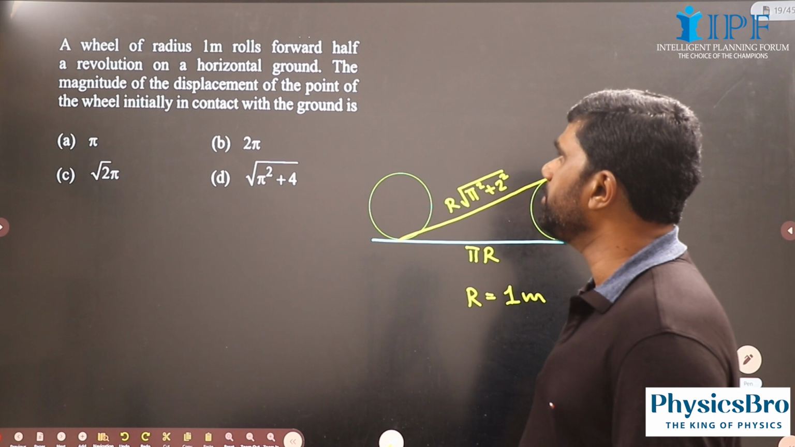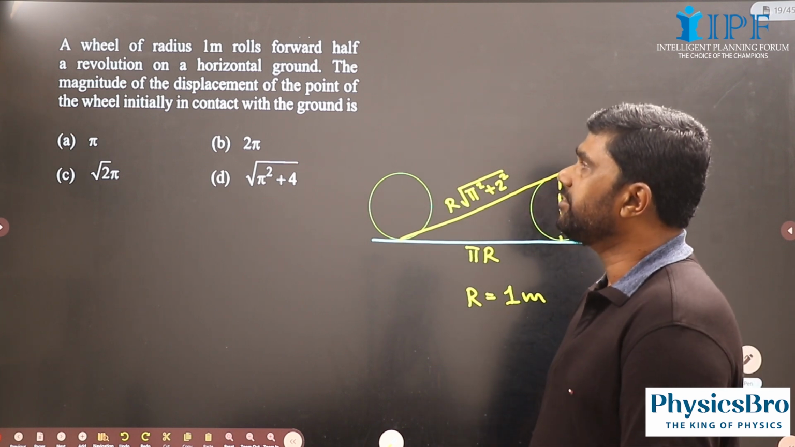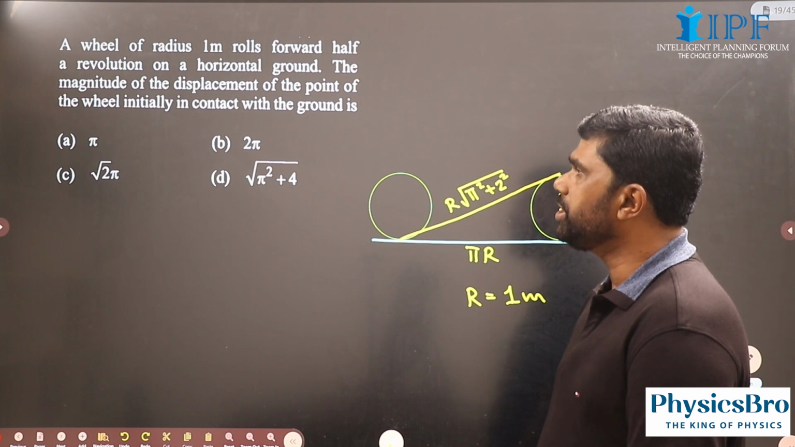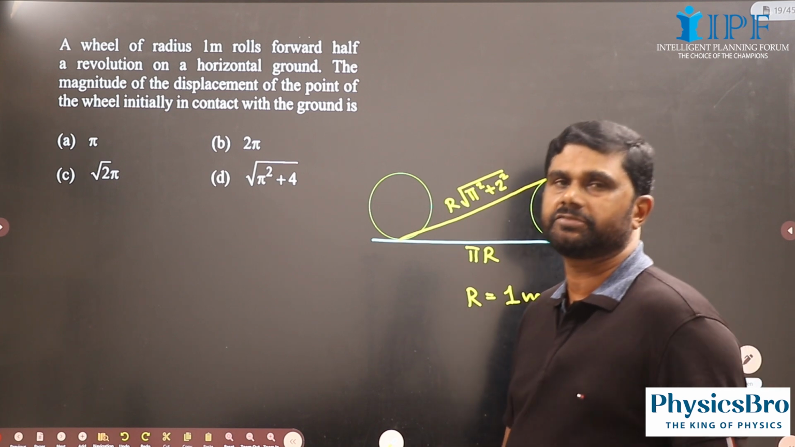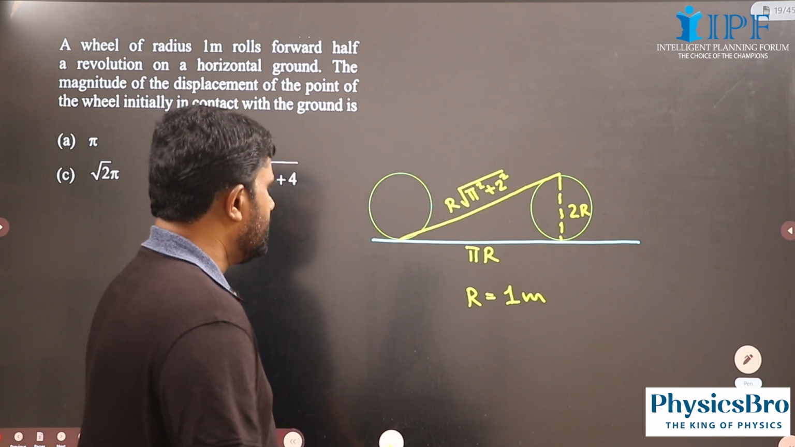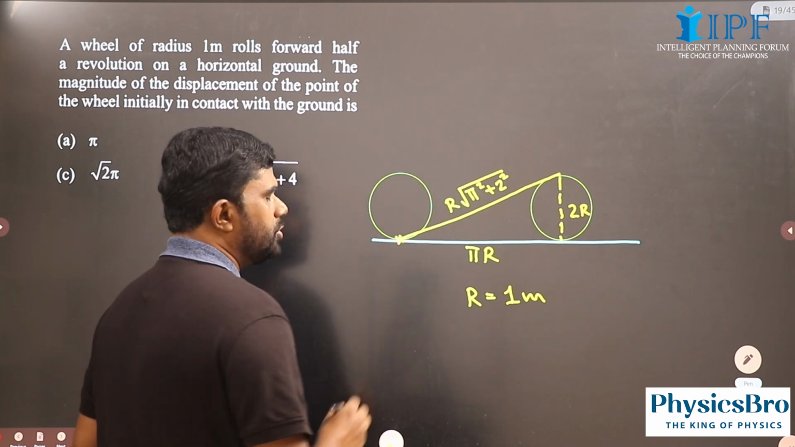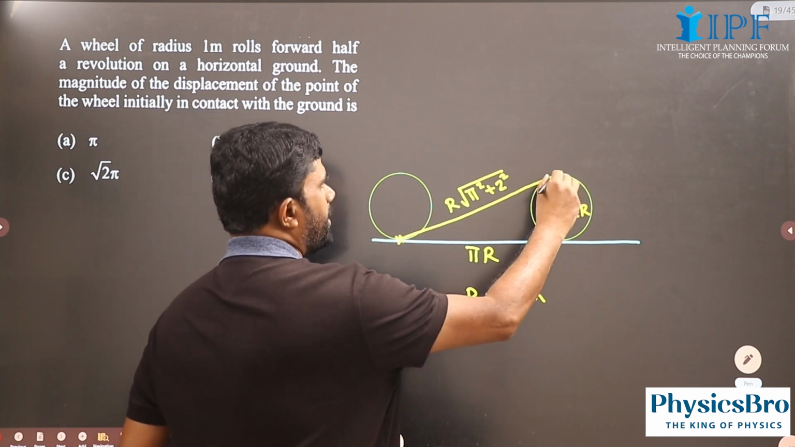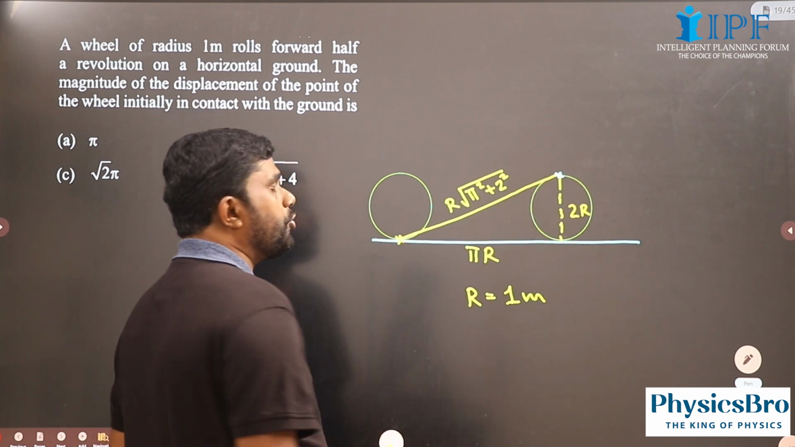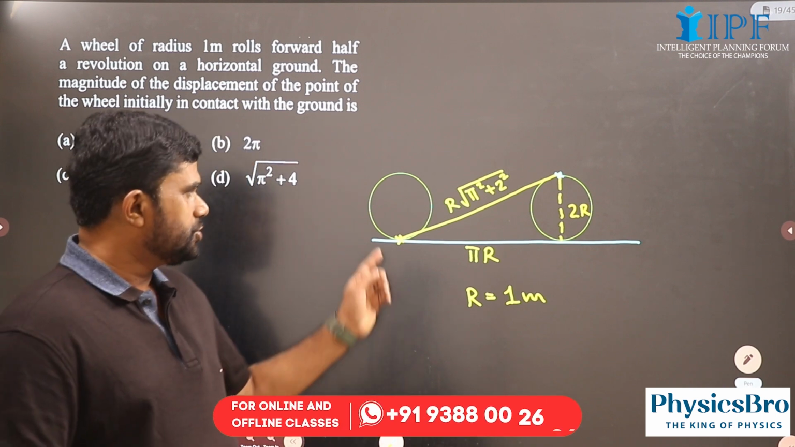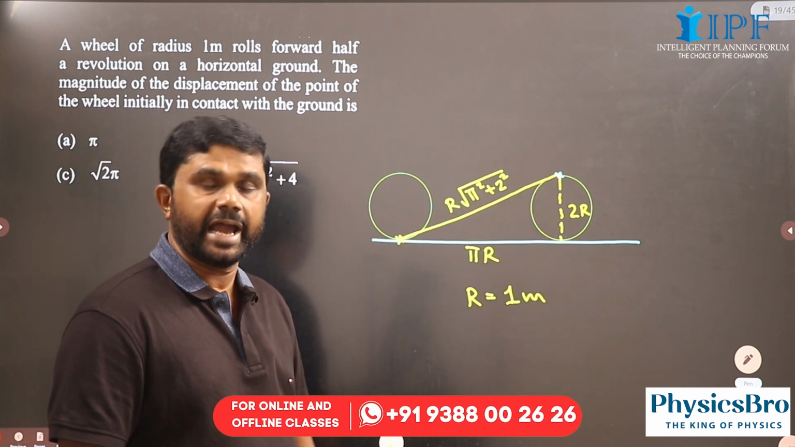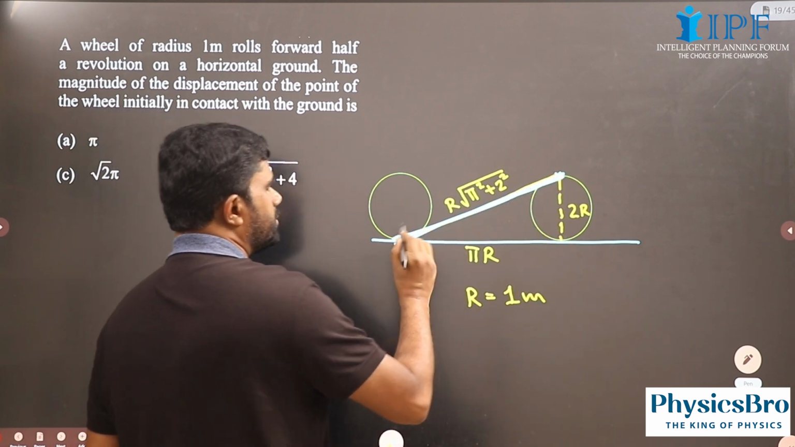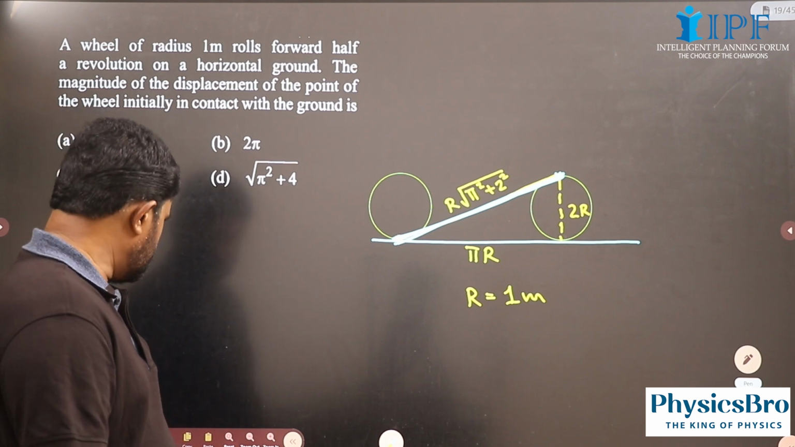A wheel of radius 1 meter rolls forward half a revolution on a horizontal ground. The magnitude of the displacement of the point of the wheel initially in contact with the ground. Initially this point is in contact with the ground. After half a revolution, this will be on the top, and it must have covered a horizontal displacement of pi r. So this is pi r and this is 2r, the diameter. Now we have to find this distance.